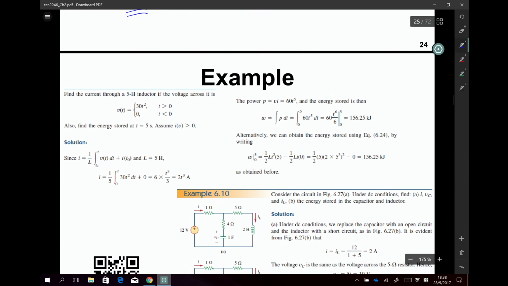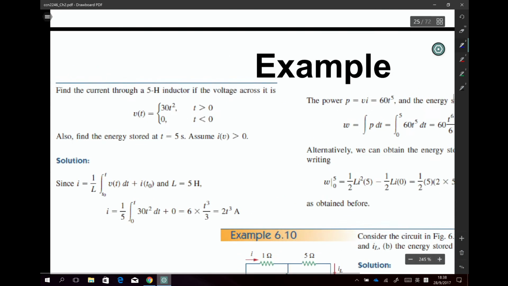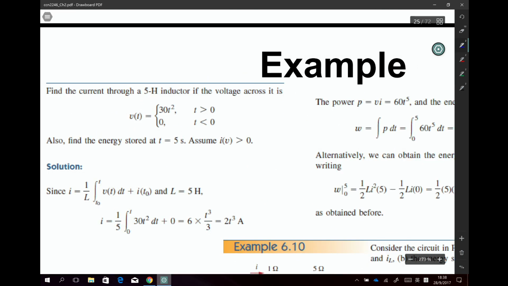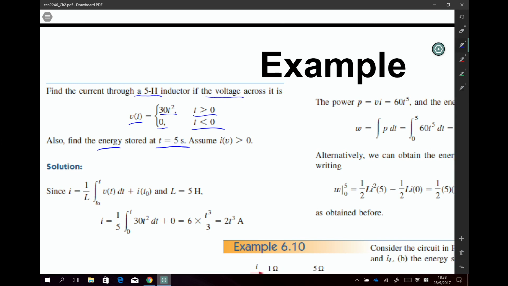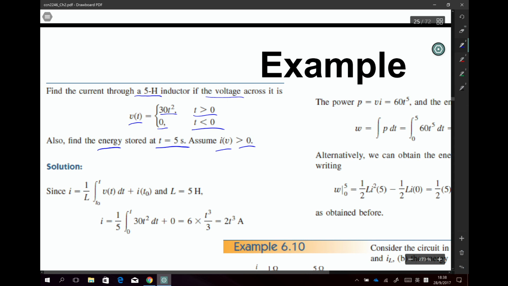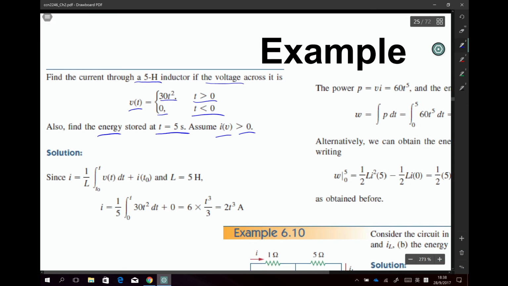Now we give you some examples. The first example: find the current through a 5 henry inductor if the voltage function is given by v(t) equals 30t squared for t larger than 0, and v(t) equals 0 for t smaller than 0, and also find the energy when t equals 5 seconds. Assume that the current is larger than 0.